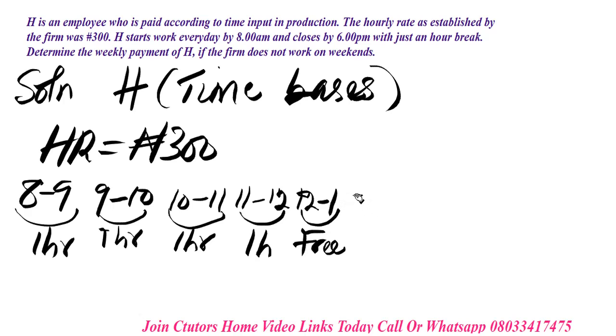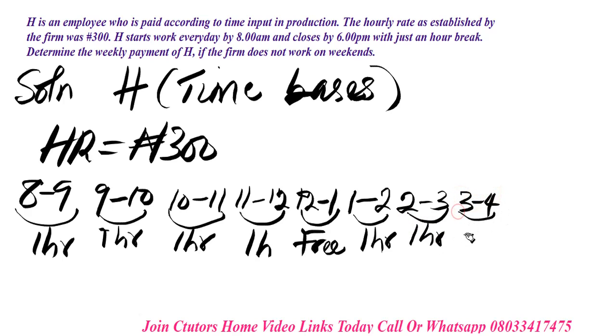Then from 1 o'clock to 2 p.m. we have another 1 hour. Then from 2 p.m. to 3 p.m. we have another 1 hour. Then from 3 p.m. to 4 p.m. we have another 1 hour. Then from 4 p.m. to 5 p.m. we have another 1 hour. Then from 5 p.m. to 6 p.m. we have another 1 hour. You see, this man closes work at 6 p.m. every day. So I think the hours will stop here.